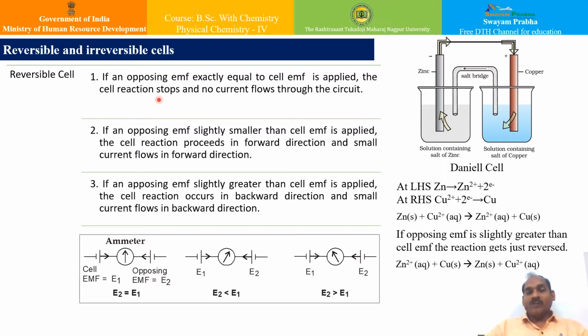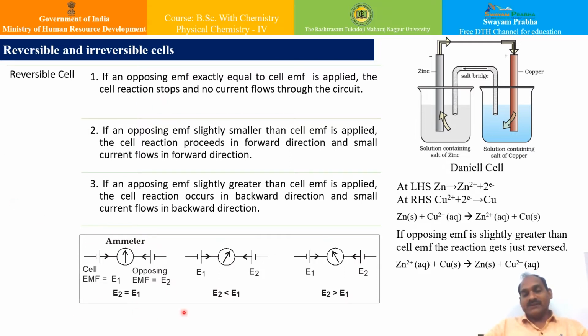Secondly, if an opposing EMF slightly smaller than the cell EMF is applied, then the cell reaction will proceed in the forward direction, and a small current flows in the forward direction. And similarly, the third condition is that if an opposing EMF slightly greater than the cell EMF is applied, the cell reaction occurs in the backward direction and a small current flows in the backward direction.